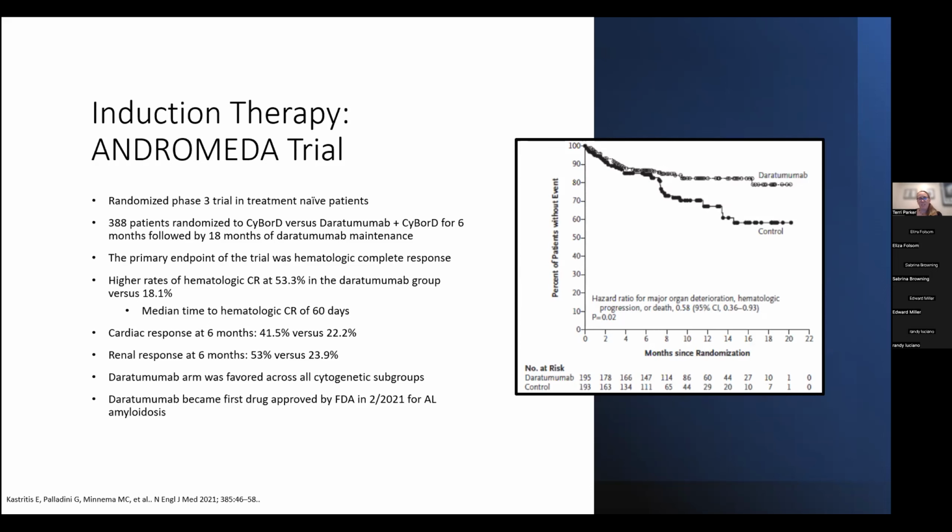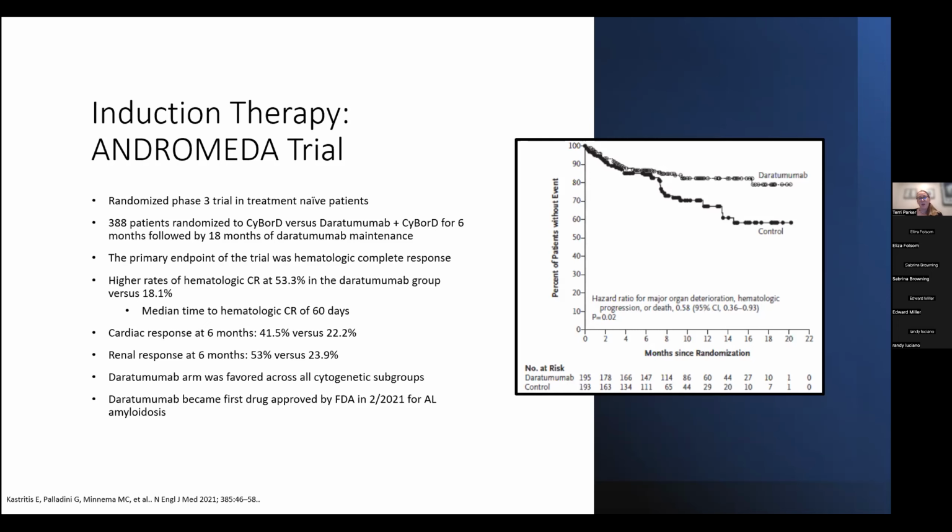And what they showed was that there were higher rates of a hematological complete response at 53.3% in those individuals in the daratumumab group compared to 18.1%. And they had the median time to hematological CR, complete response, of 60 days.